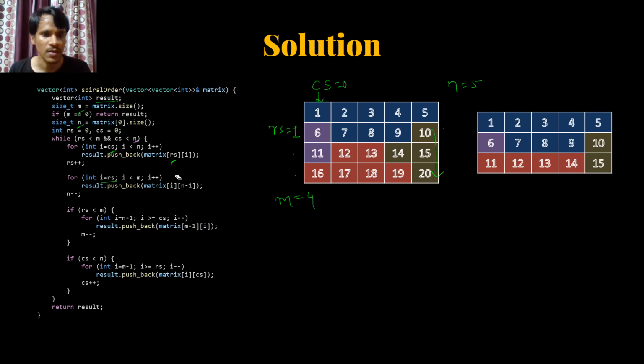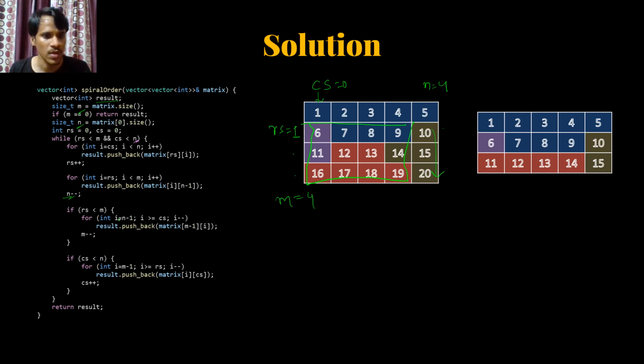Now, after doing this we decrement the number of columns. So n will currently be 4. That is up to this matrix. The currently reduced problem is this one. Now we have to print this row in reverse order.